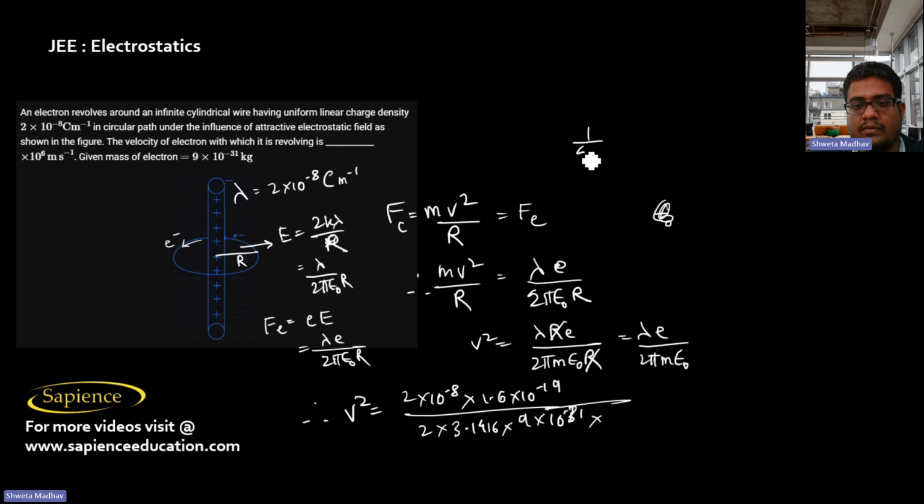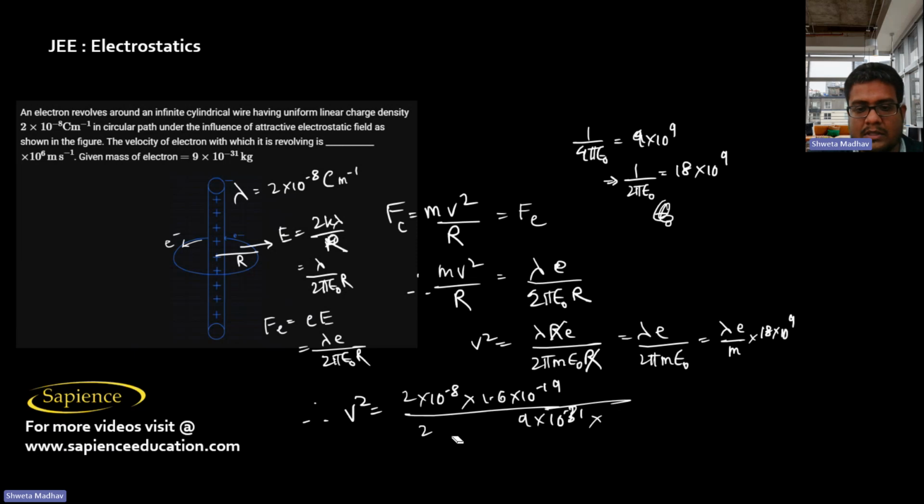Actually, we can say that 1 by 4 pi epsilon naught value is 9 into 10 power 9. So 1 by 2 pi epsilon naught means 1 by 4 pi epsilon naught into 2. So that will be 18 into 10 power 9. So this 2 pi epsilon naught we can write as 18 into 10 power 9, so it will be lambda e by m into 18 into 10 power 9. These two we can cancel out. Lambda e by m, where m is 9 into 10 power minus 31, into 18 into 10 power 9.